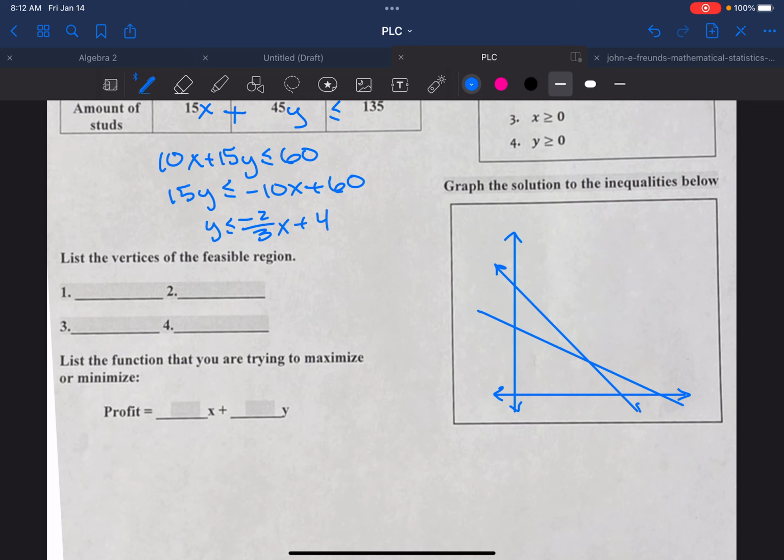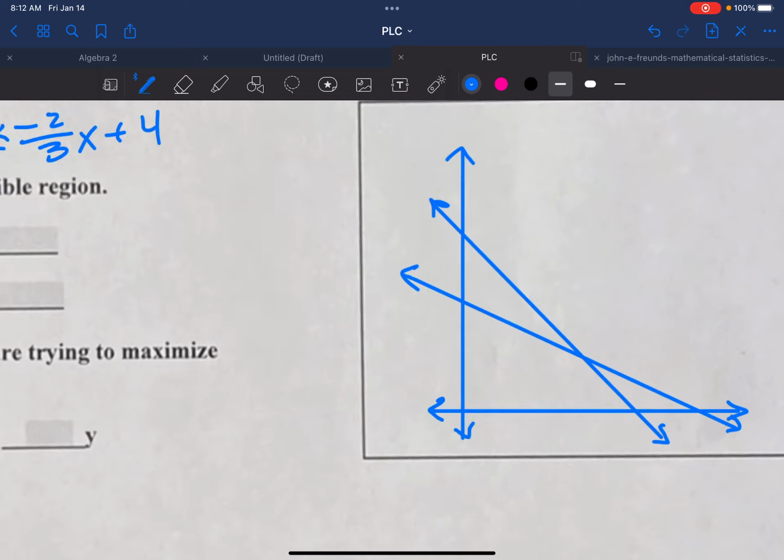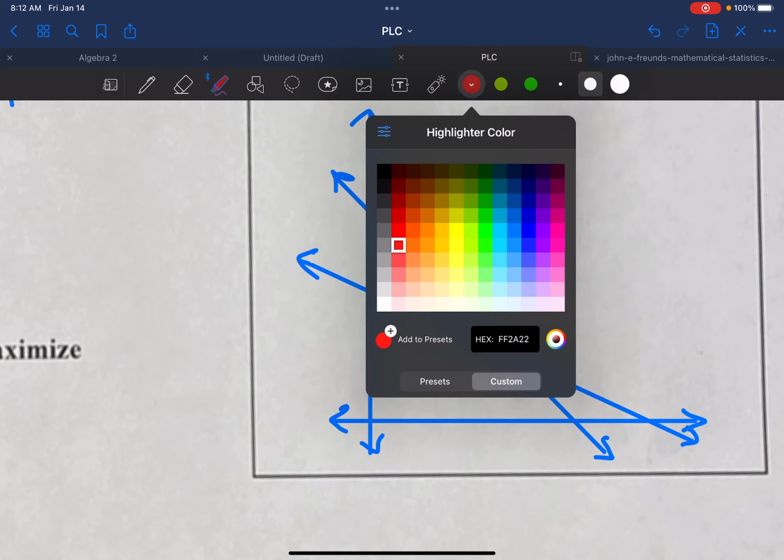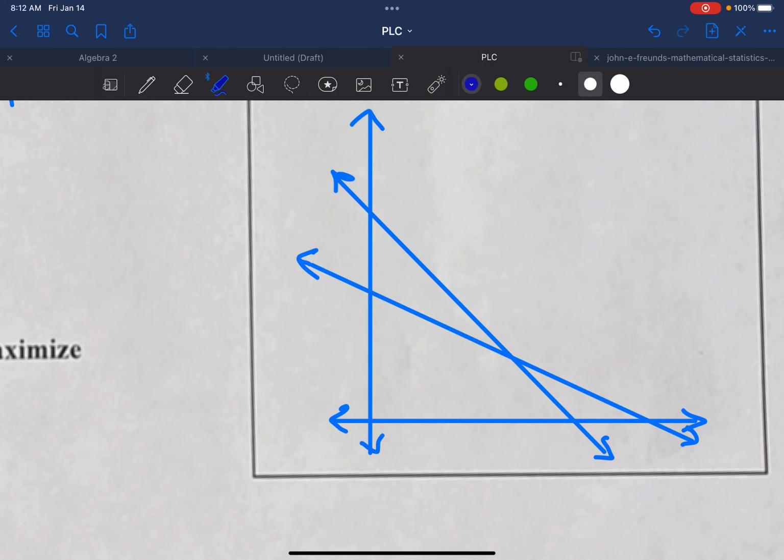Approximately. Yours might be a slightly different shaped trapezoid, but it should look very much like this. What happened to my blue pen? Get our shading in. I don't like that.